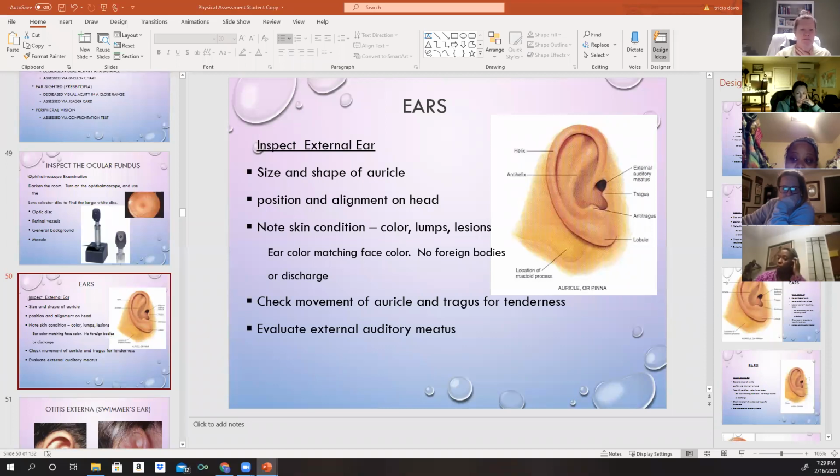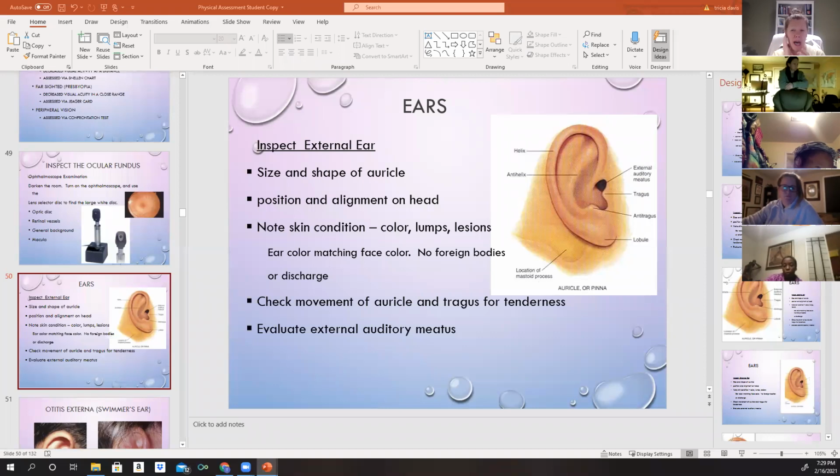Thank you. All right, so the ears. We are going to inspect the external part of the ear. We want to look at the size and shape of the auricle. We want to look at the position and the alignment on the head. We want to note any type of skin conditions. So what color are their ears? Do they have any lumps? Do they have any lesions? Does their ear color match their face color?